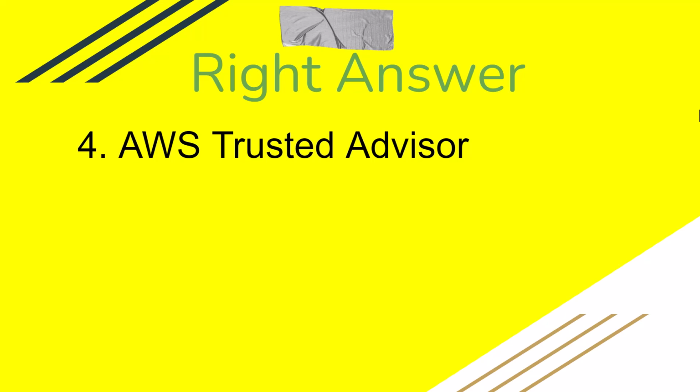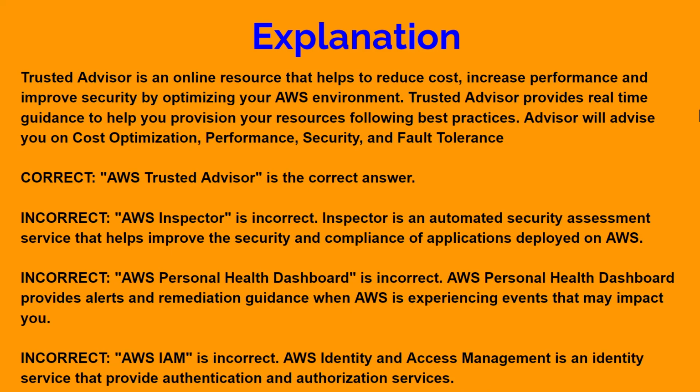Explanation. Trusted Advisor is an online resource that helps to reduce cost, increase performance and improve security by optimizing your AWS environment. Trusted Advisor provides real-time guidance to help you provision your resources following best practices. Advisor will advise you on cost optimization, performance, security, and fault tolerance. Correct. AWS Trusted Advisor is the correct answer.